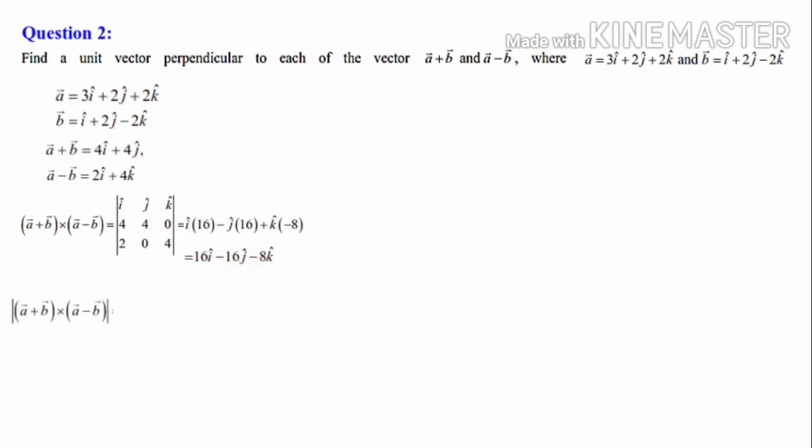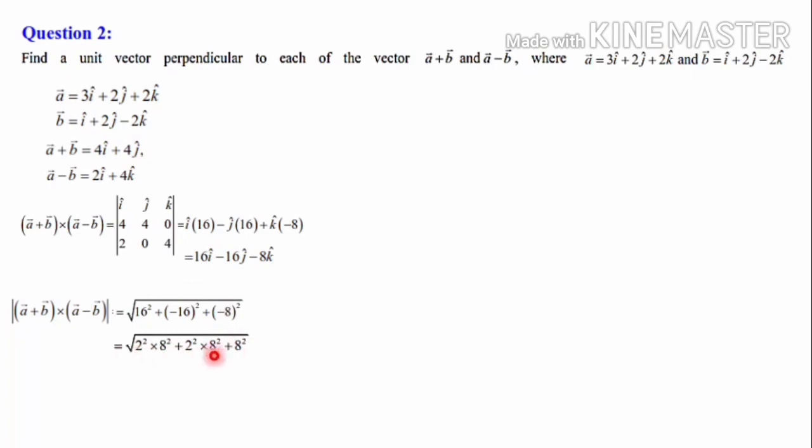Then we have to go for finding a unit vector. We have got a vector, but we have to find the unit vector. For that, first of all, we have to calculate the magnitude of this vector. So the modulus of vector a plus vector b cross vector a minus vector b is equal to the root of x square plus y square plus z square, that is 16 square plus minus 16 square plus minus 8 square. 16 square we can write as 2 square into 8 square, because 16 is 2 into 8. Then minus 16 square, minus becomes plus when you square it, again 2 square into 8 square, plus minus 8 square is plus 8 square.